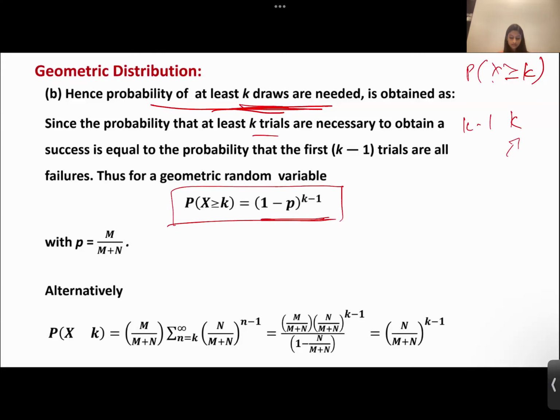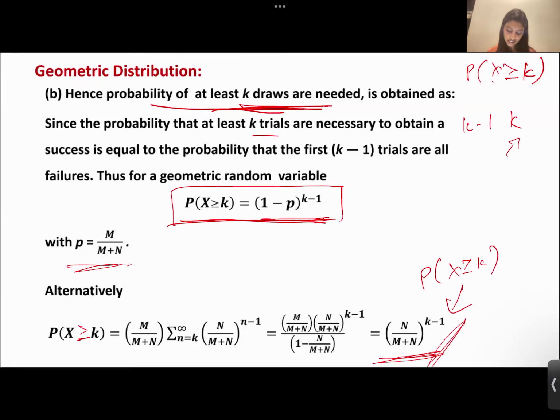Again, we have p equal to m by 1, and when you apply this, you get this result that you should remember. So when you want to calculate P(X ≥ k), you directly apply this. One of the students in Friday's live lecture raised a good question of why this is X greater than or equal to k.